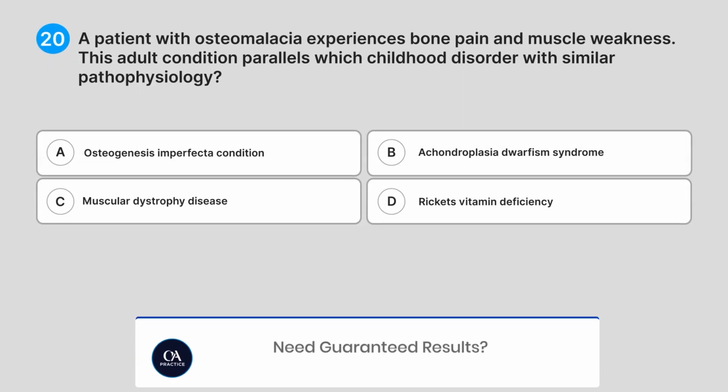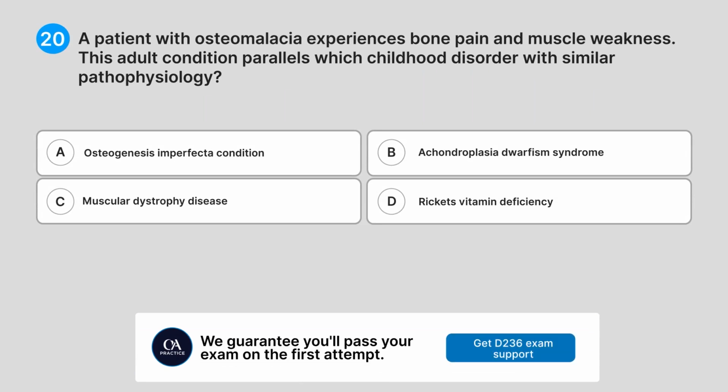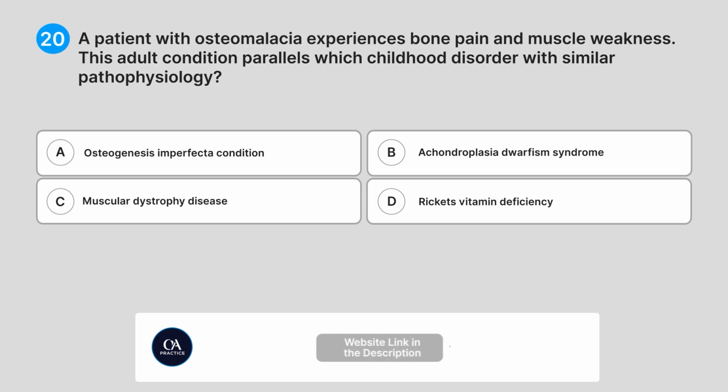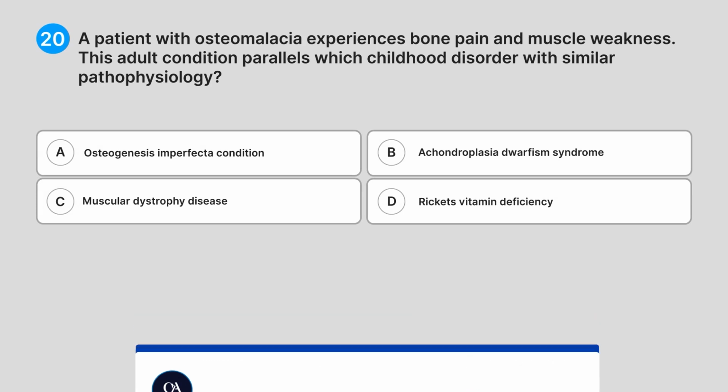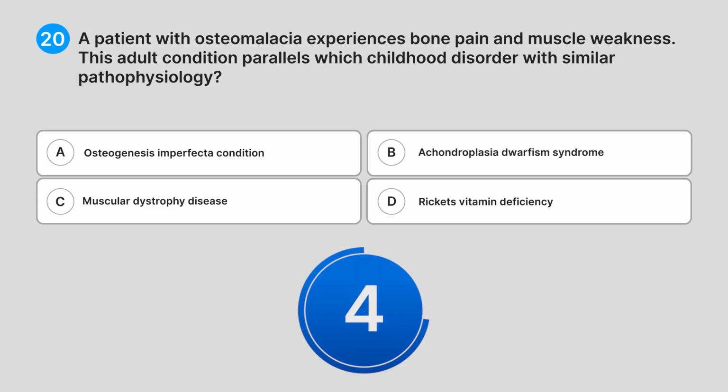20. A patient with osteomalacia experiences bone pain and muscle weakness. This adult condition parallels which childhood disorder with similar pathophysiology? A. Osteogenesis imperfecta, condition. B. Achondroplasia, dwarfism syndrome. C. Muscular dystrophy, disease. D. Rickets, vitamin deficiency. Do you know the answer?